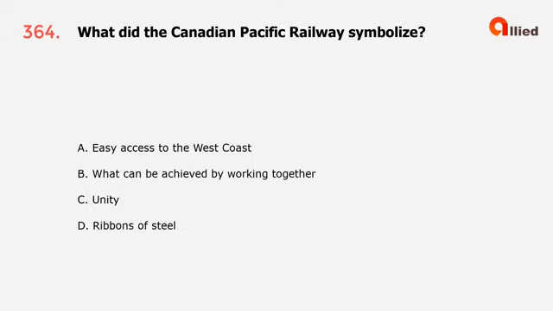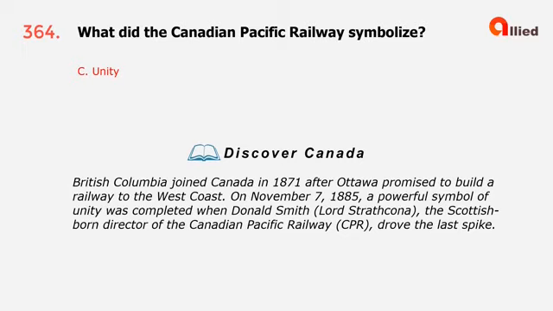Question 364. What did the Canadian Pacific Railway symbolize? A. Easy access to the West Coast. B. What can be achieved by working together. C. Unity. D. Ribbons of steel. The answer is C. Unity.